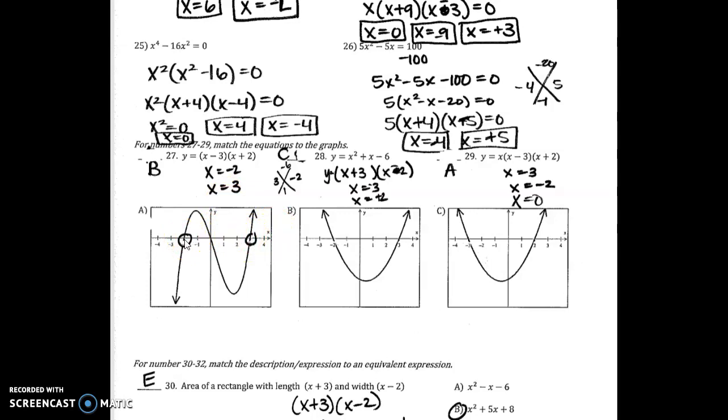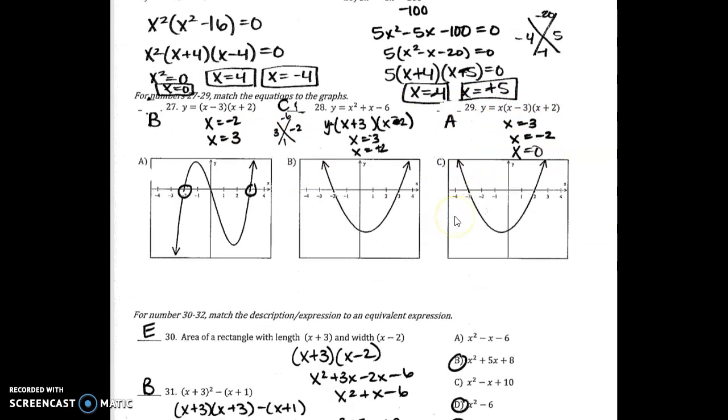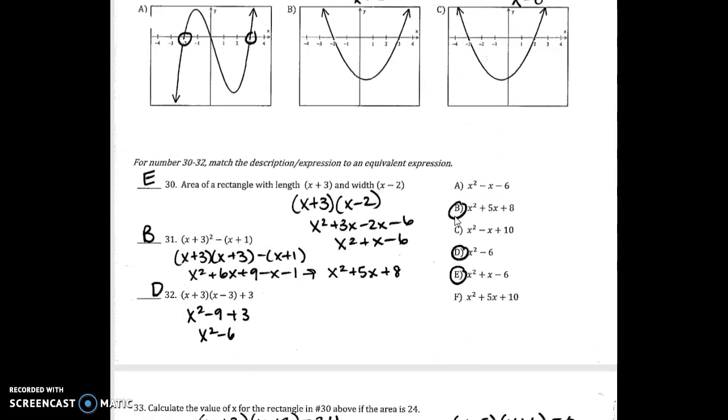But then there's another one. So you don't pick that one. You can see that the 3 and the negative 2 are graphed right here on B. So that's how those match up. So check them. Number 29 has 3 solutions. That's why it matches up with A. Number 30, area of a rectangle. This reminds me of the one on your quiz. The length is this, the x plus 3, the width is that. So when you FOIL those together, that is how you get E.